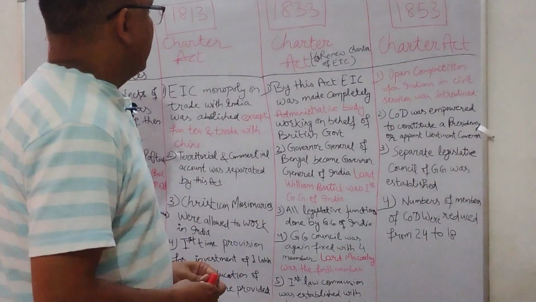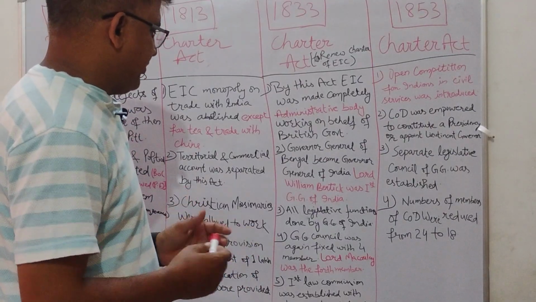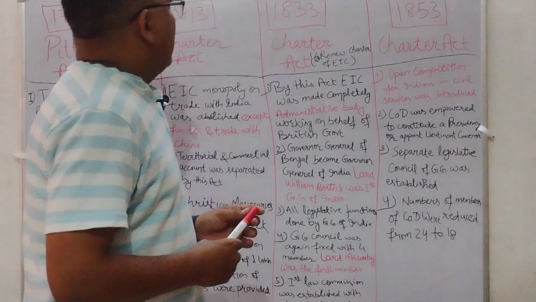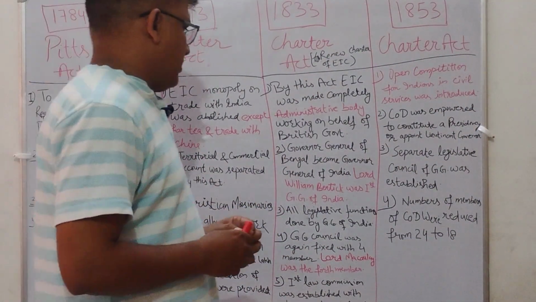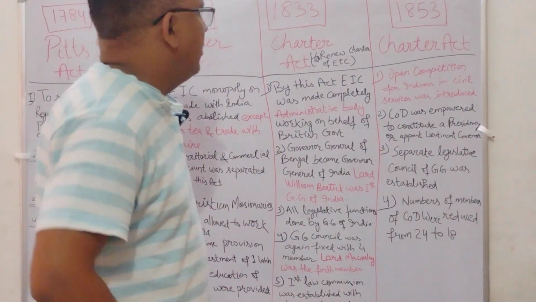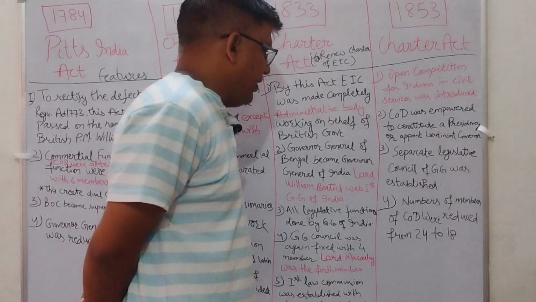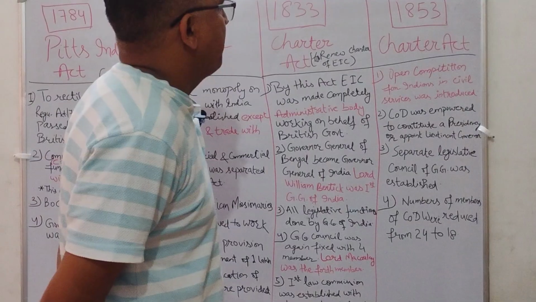The fifth feature of the Charter Act of 1833 was that the first Law Commission was established with Lord Macaulay as chairman. The Charter Act of 1833 tried to abolish all the laws that were working in India, and new laws were to be applied.